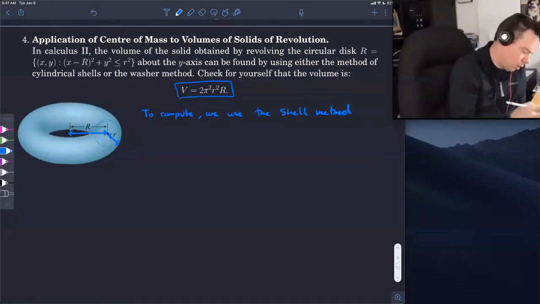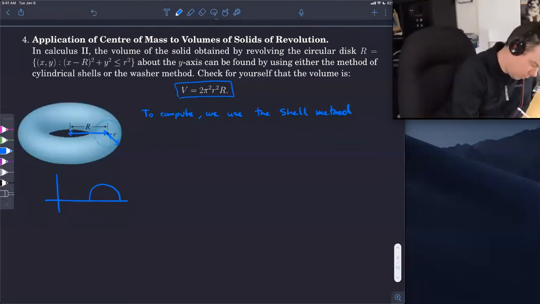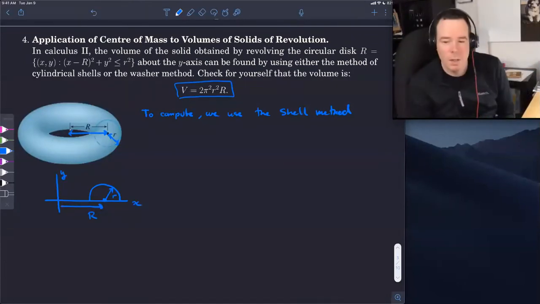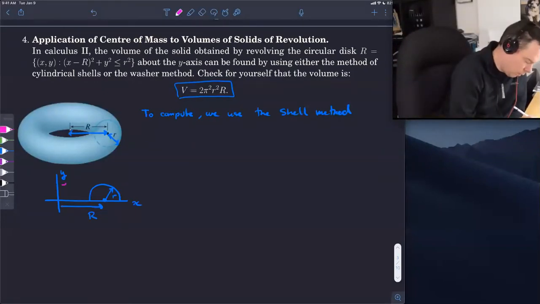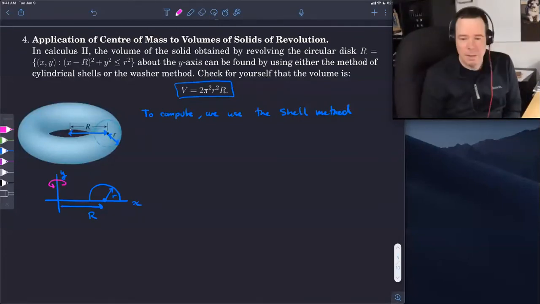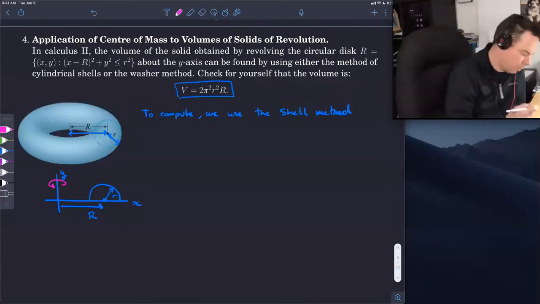And in order to do the shell method, what we ended up doing was we looked at just half of it. We used symmetry. We took the upper circle. So I'll just indicate some of the distances here. That was our x-axis, our y-axis. We took an upper semicircle and then we rotated it about the y-axis. That gives us half of the volume, the upper part of the torus, and then we can just multiply by 2 to get the lower half as well.